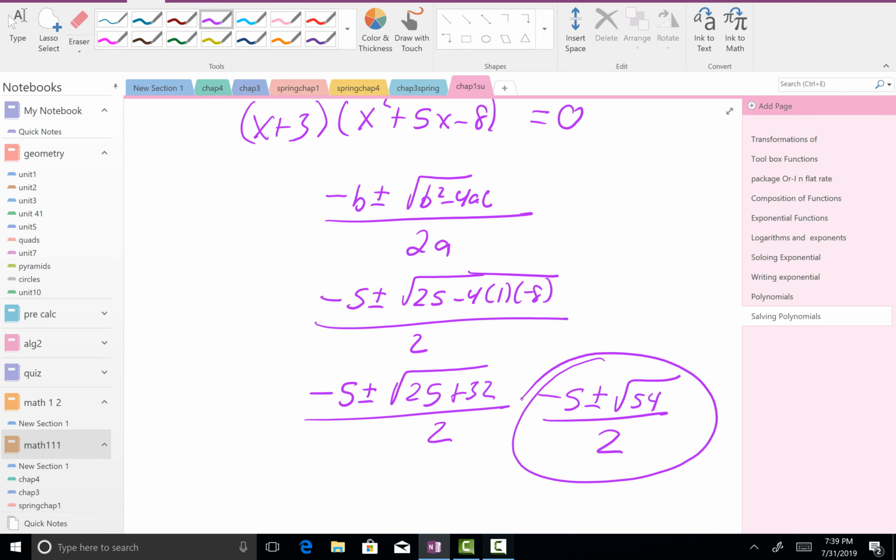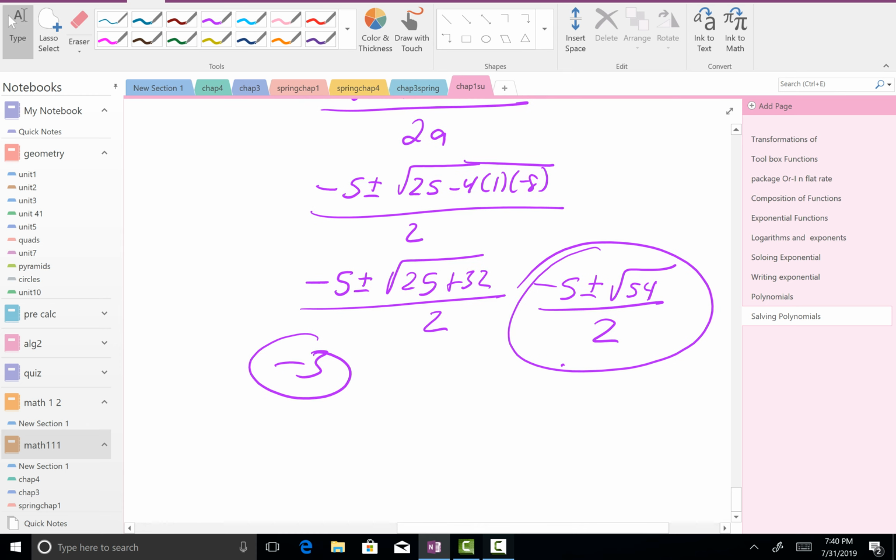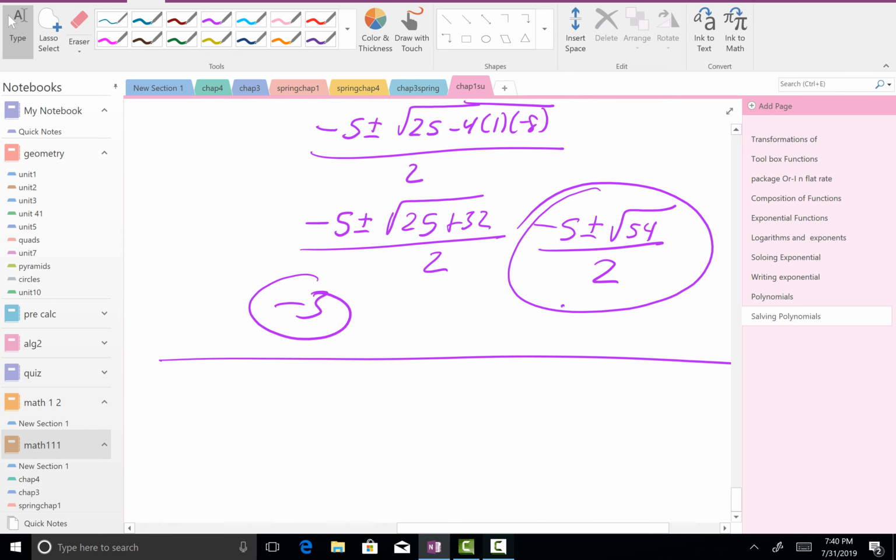Okay? So here's my answers. -3 and that. Okay? I've solved it. This is the process in solving polynomials. You graph them, find x-intercepts, synthetic division, go from there. Okay? All polynomials can be solved this way. All right, let's try. I got more of them here. All right, we can try out.